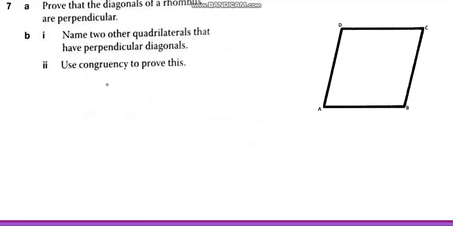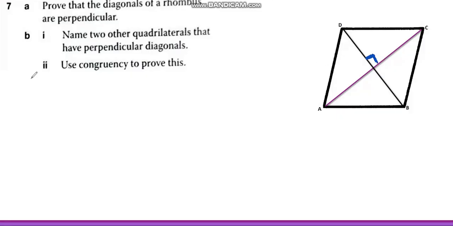Question number 7, we have to prove the diagonals of the rhombus are perpendicular. Look, we have to first draw the diagonals. These are the two diagonals which join the points AC and BD. And we have to prove that these are perpendicular, means they are making 90 degrees at their intersection.